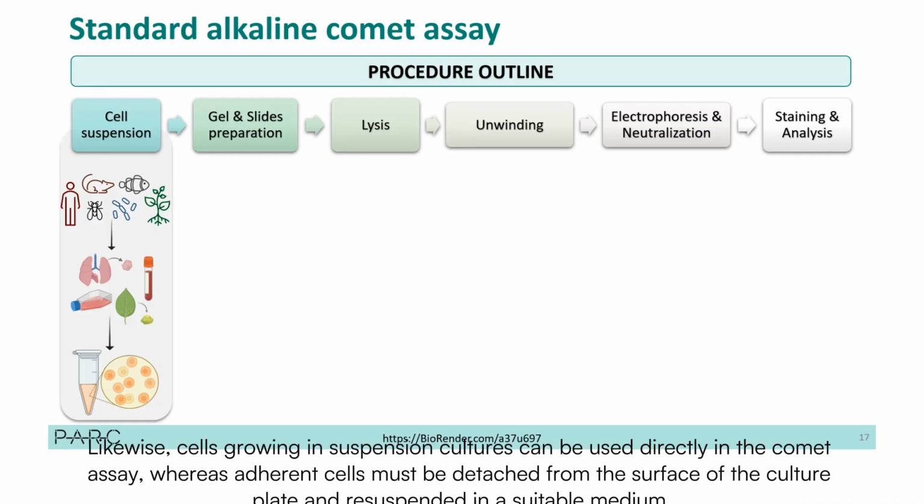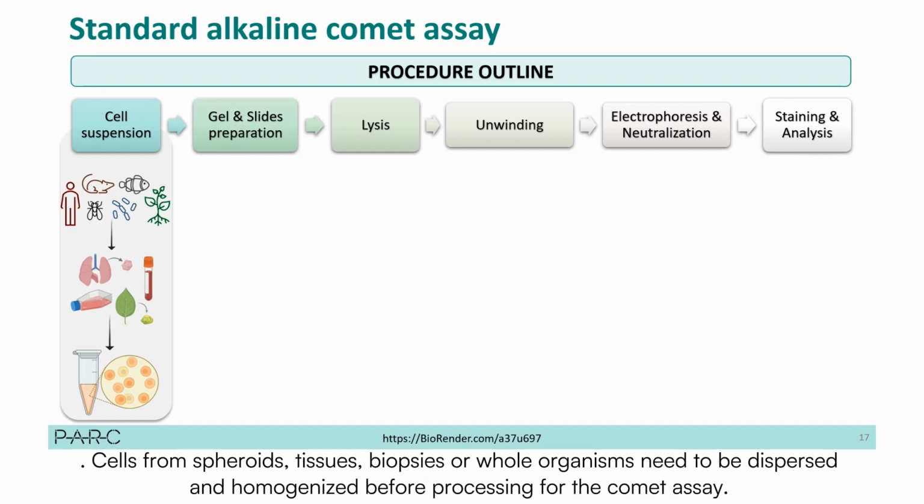Likewise, cells growing in suspension cultures can be used directly in the COMET assay, whereas adherent cells must be detached from the surface of the culture plate and resuspended in a suitable medium. Cells from spheroids, tissues, biopsies, or whole organisms need to be dispersed and homogenized before processing for the COMET assay.